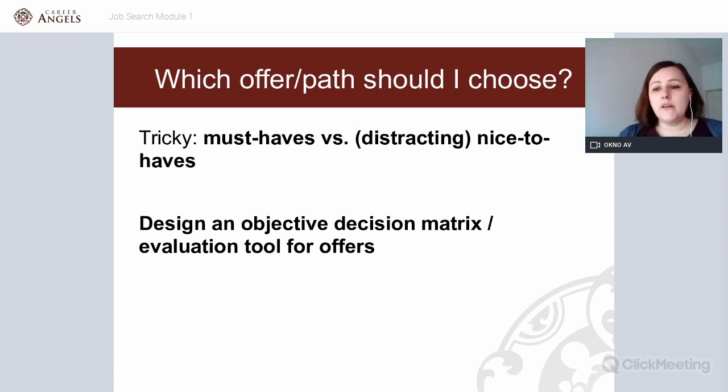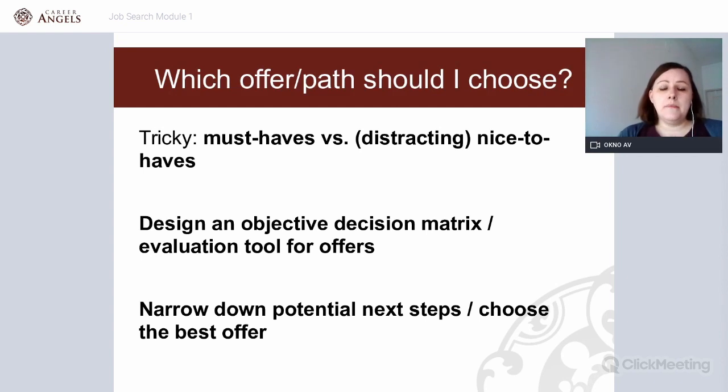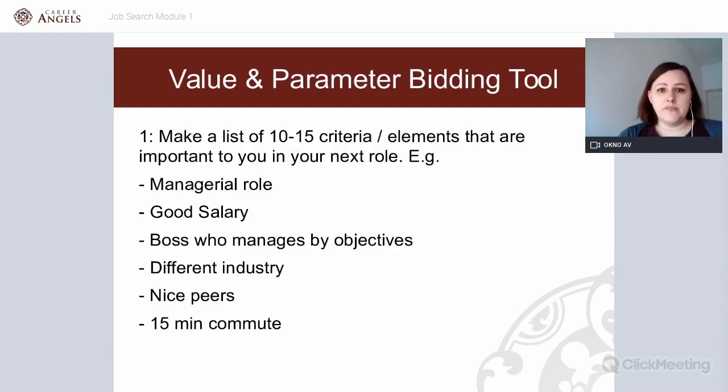So here, what's best is to design an objective decision matrix or evaluation tool for offers. What I'll be explaining now will work for deciding what to do next. And if you know what to do next, but you receive 3 different offers, it will help you objectively assess which of those 3 offers is the best.